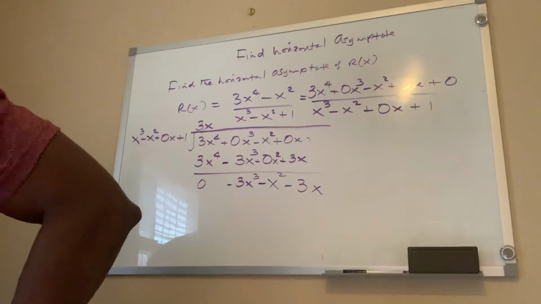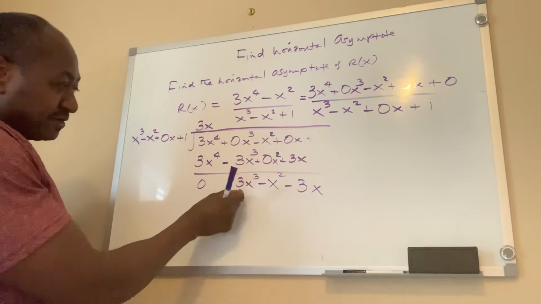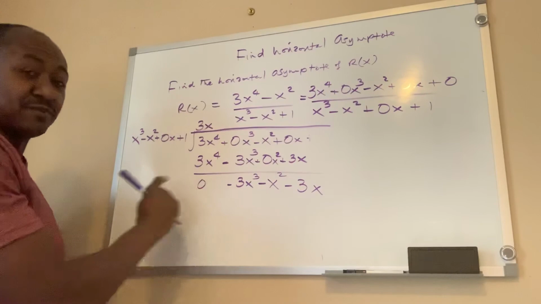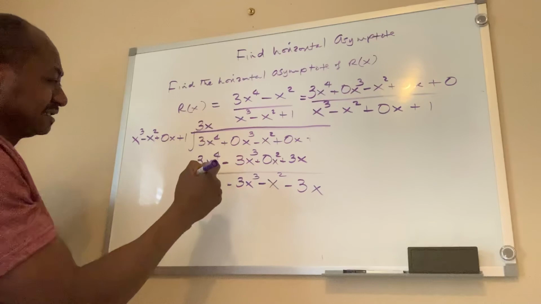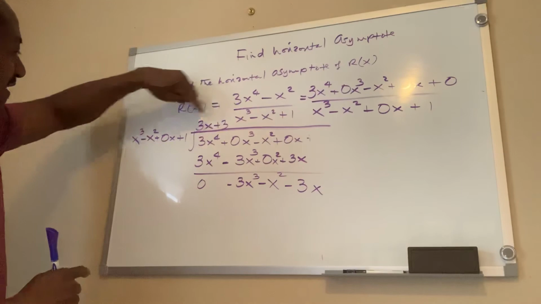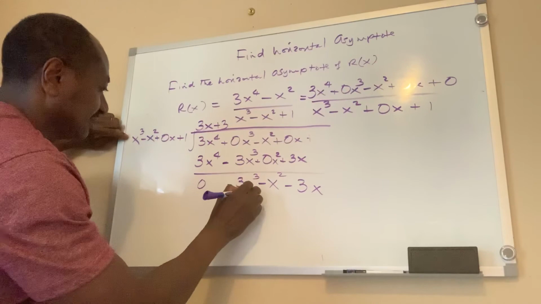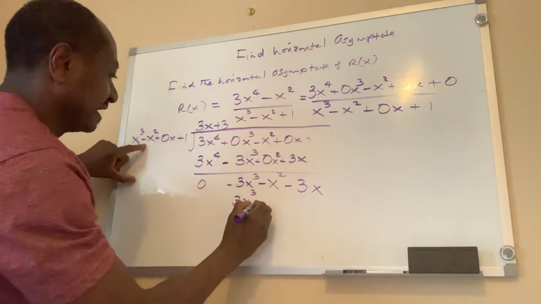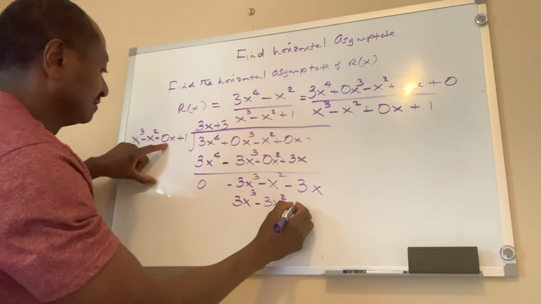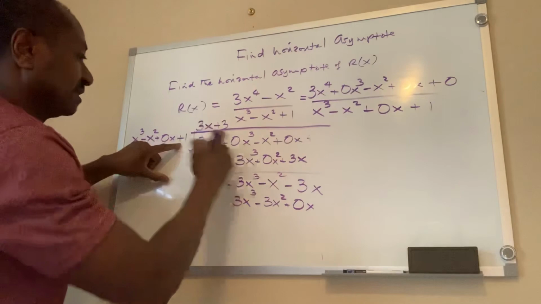So then I want to get rid of this guy. I want to get rid of the leading term. So if I multiply this, because I'm subtracting, if I multiply it by 3, that means that I have 3 times x cubed will give me x cubed, right? 3 times negative x squared will give me negative 3x squared. 3 times this will give me 0x, right? Plus 0x. And then 3 times this will give me what? Plus 3.